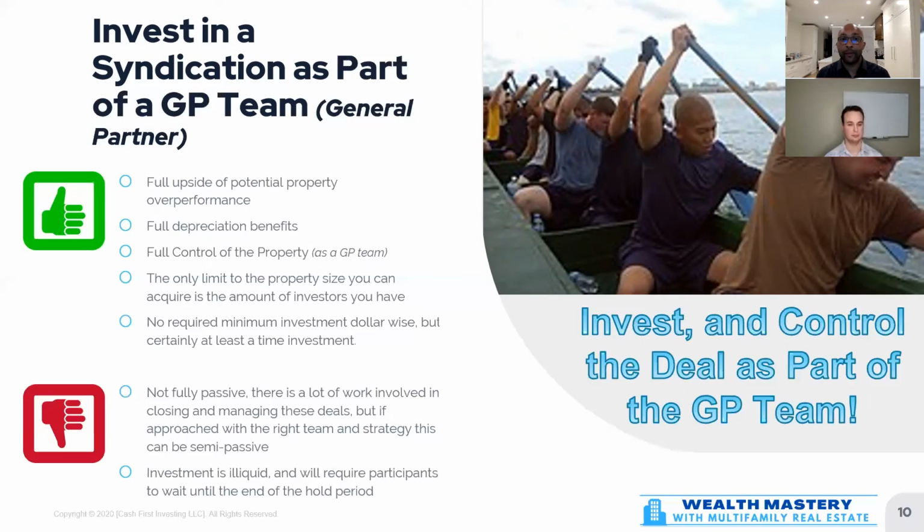The only limit to the property size you can acquire is the amount of investors you have. So you can go after, you know, $5 million properties or $100 million properties. It's just going to depend upon how much work you're going to do to go get investors. And when you're the general partner, right, there's no required minimum investment from a dollar standpoint. Like you don't have to bring any capital to the table. Now, most passive investors will want the general partner to bring money to the table, but it's not required.